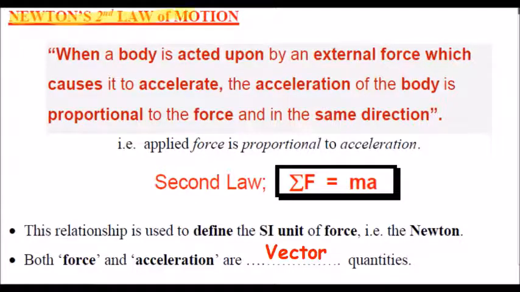Newton's second law, this is how we define the second law. When a body is acted upon by an external force, which causes the body to accelerate, the acceleration of the body is proportional to the force applied, in the direction of the force. The second law can be written in mathematical terms as the summation of all the forces, but this time not equal to 0, equal to mass times acceleration. And that's that inertia thing that Newton commented on, that all bodies have this resistance to motion called inertia, and he defined it in terms of ma, mass times acceleration.